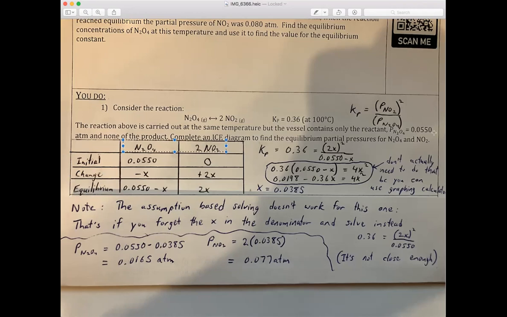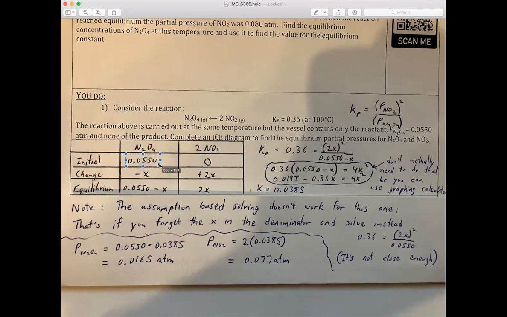We're given an initial concentration, not concentration, but pressure right here. So I put that over this side. And they didn't tell me anything about the product, so I put a zero there. If you're missing information, you just put a zero.